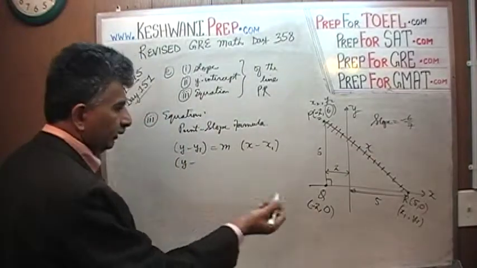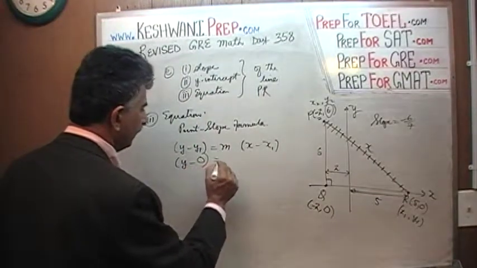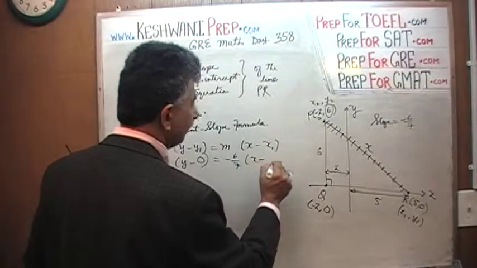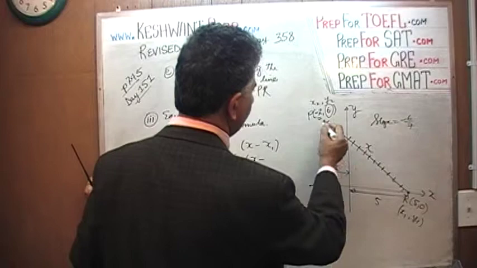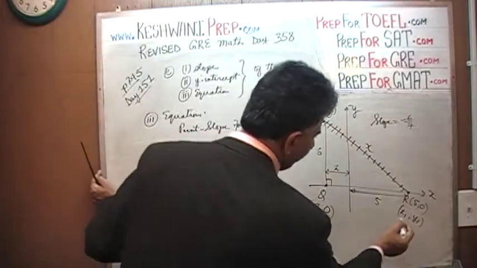Y minus y1, you see y1 is 0, we won't have to do any work, this makes it easier, equals the slope, which is negative 6/7, times x minus x1, which is negative 2. Is that correct? No, x1 right here, which is 5.